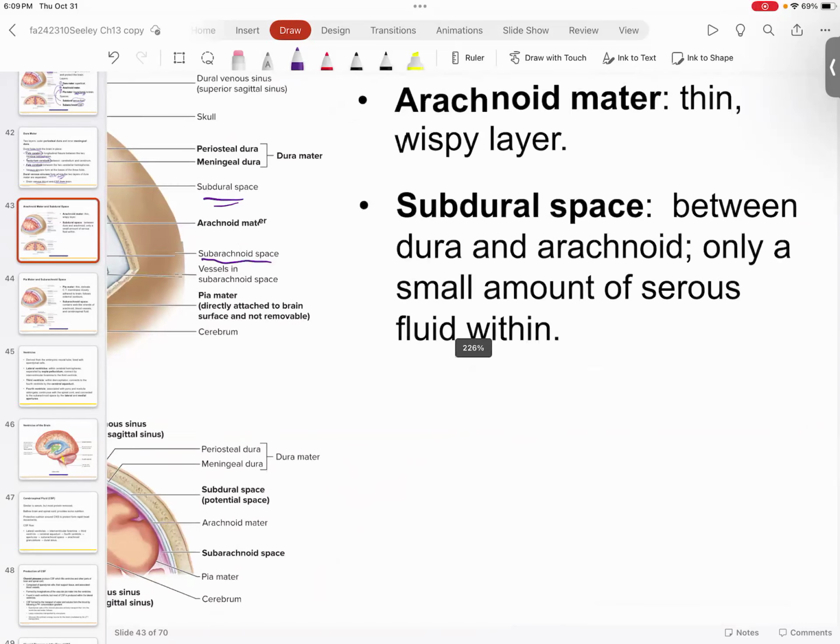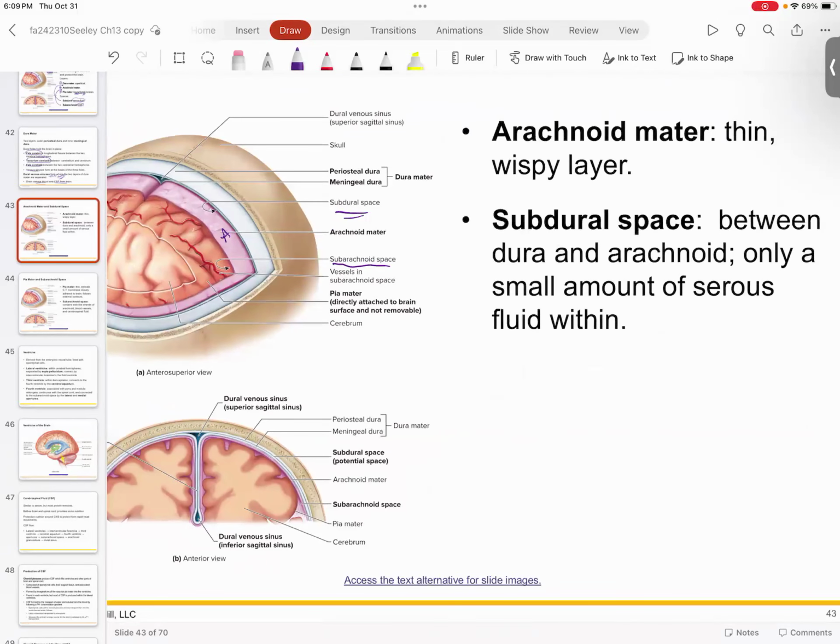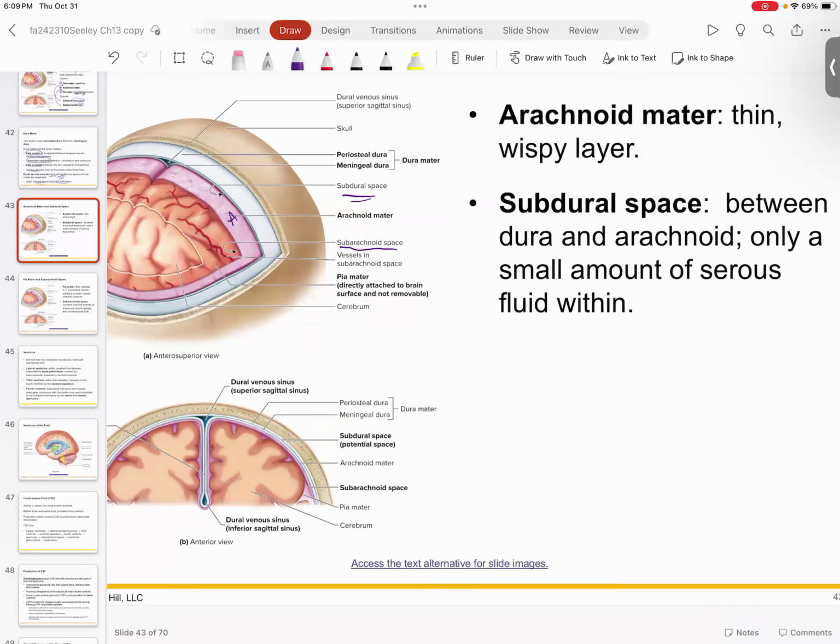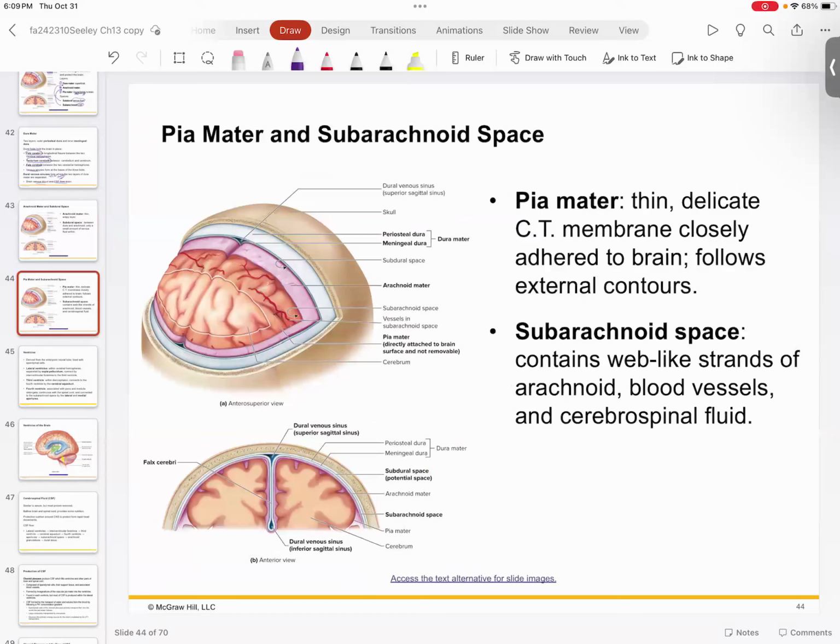There's a little bit of fluid in here just to lubricate things, to make sure everything is lubricated. You don't have a lot of chafing. But where the main circulation is happening is in the subarachnoid space.